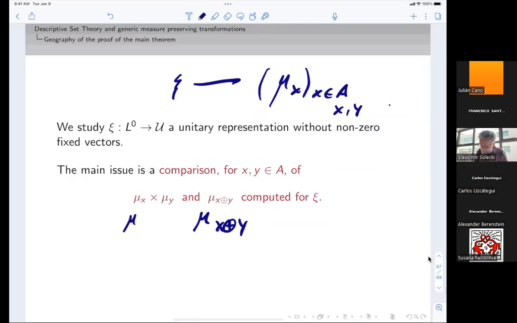On the other hand, one can externally take mu x and mu y, and take the product. As it turns out, by the way things are done, these two measures happen to live on the same product of the intervals. So they live on the same space. And then it makes sense to compare the two and ask, are they absolutely continuous with respect to each other? Are they orthogonal with respect to each other for various x's and y's? That's what is being done. So given a representation, we get these measures from my old theorem, and then we make these comparisons.